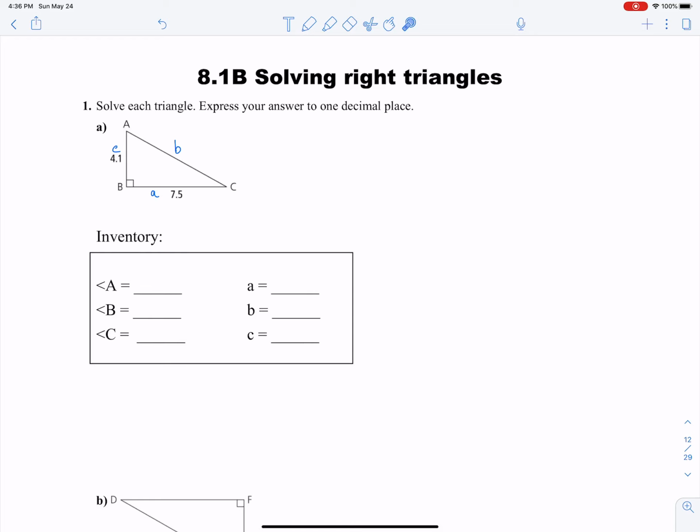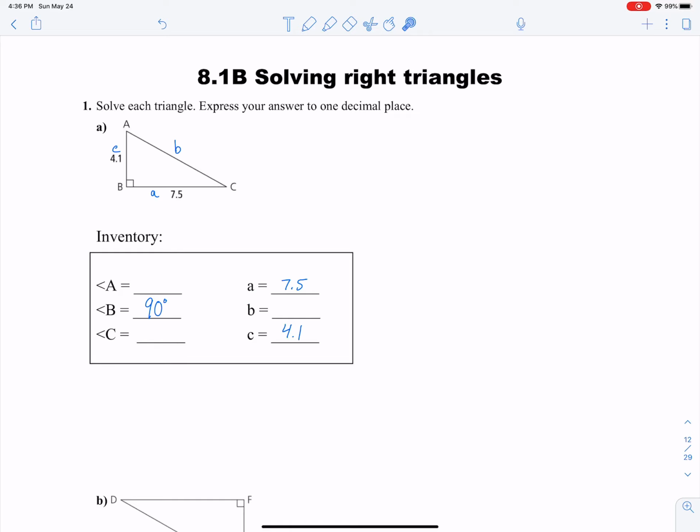Okay, so here they want you to start off by writing down what you already know. We don't know angle A, but we do know angle B is 90 degrees. And we don't know angle C. We do know side a is 7.5, and we do know side c is 4.1. So now you have to find side b and these two angles.